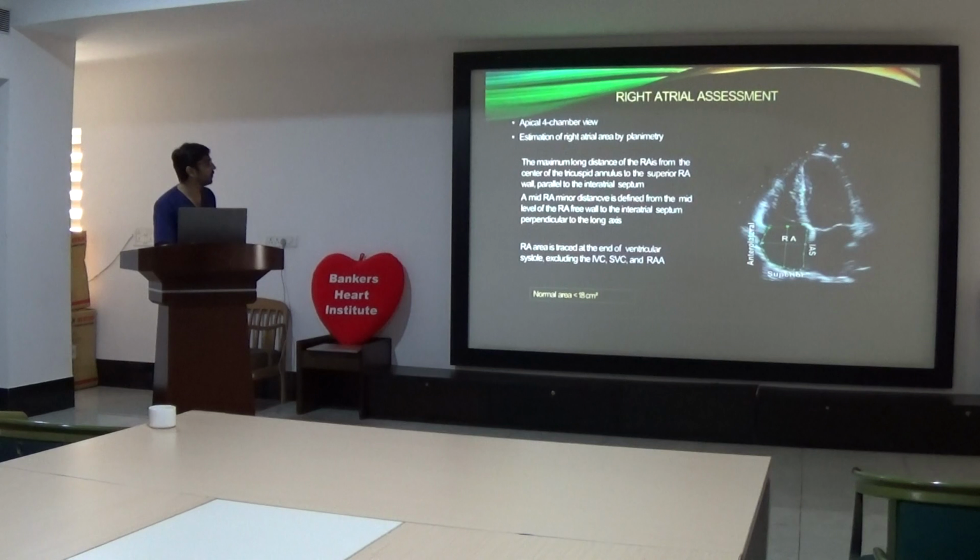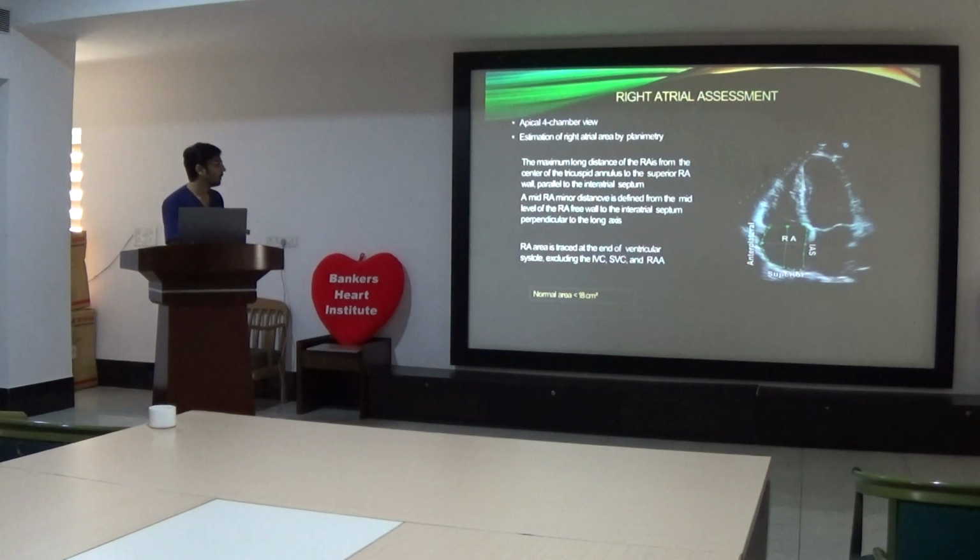In the apical 4-chamber view, the right atrium is estimated by the planimetry method, from the annulus to the apex and then again to the medial annulus. The maximum distance of the right atrium is from the center of the tricuspid annulus to the superior right atrial wall, parallel to the interatrial septum. The mid right atrial minor dimension is defined as the mid level of the right atrial free wall to the interatrial septum, perpendicular to the long axis. Right atrial area is traced at the end of ventricular systole, excluding the IVC, SVC and the right atrial appendage. Normally it is less than 18.